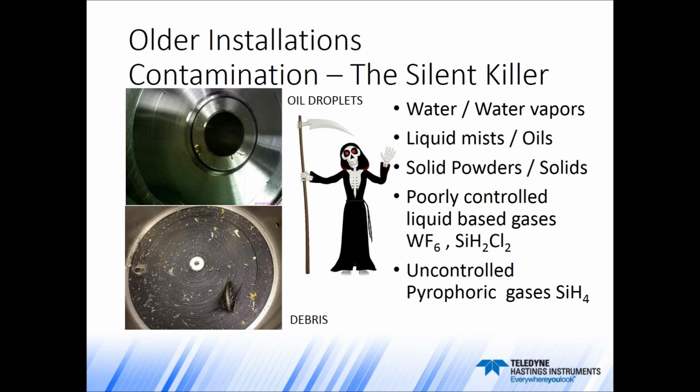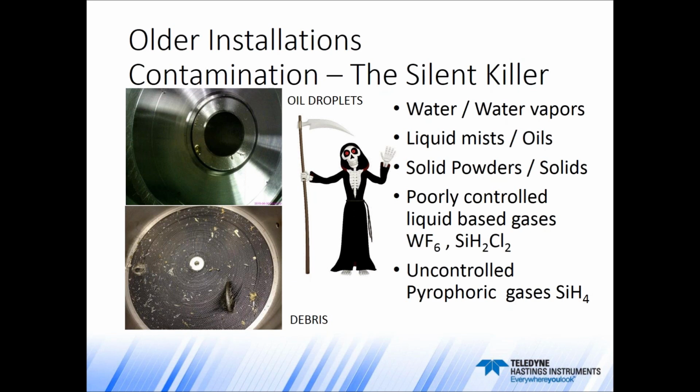I will just point out a couple of things that we consider as contaminants. Contamination is a hard word, but actually some of the water and water vapors that might be associated with the process could sneak into the process and could affect the flow controller's performance because it will be considered as a contaminant for the flow controller. Liquid mist and oils, usually associated with pumping situations with vacuum chambers, could affect the performance of the flow controller.